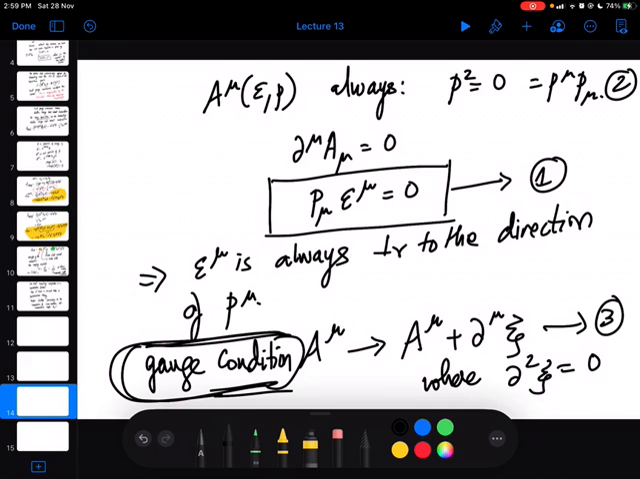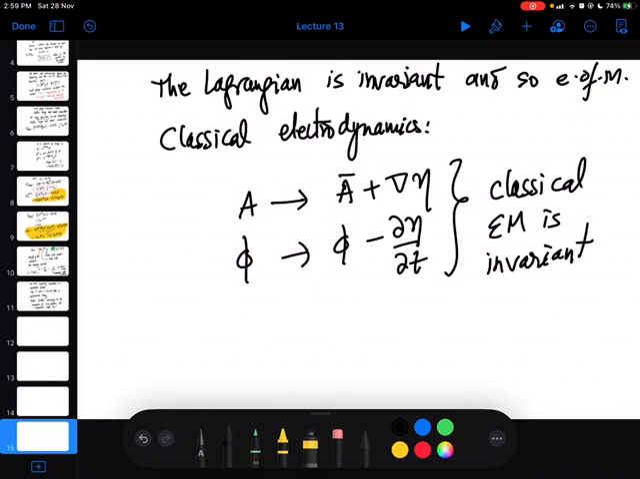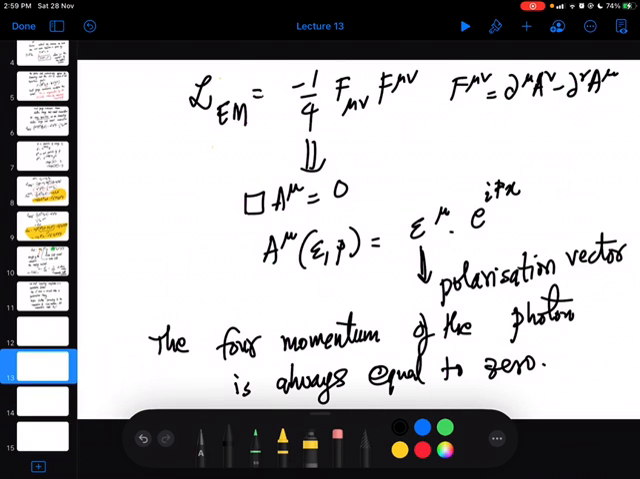So you can use these two conditions, for example that p mu epsilon mu is equal to 0, and the gauge condition. Actually this is also related to p square is equal to 0. For massless particles, it is always true actually. One cannot just say that this is true. So using the conditions 1 and 2, you can get rid of the four conditions.